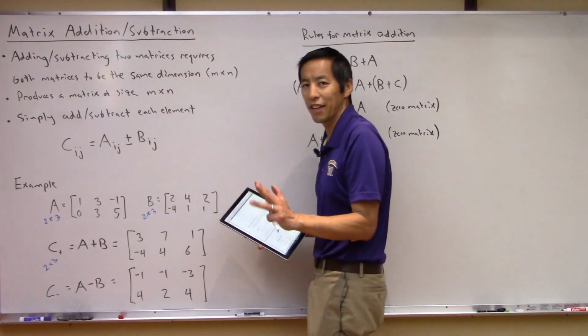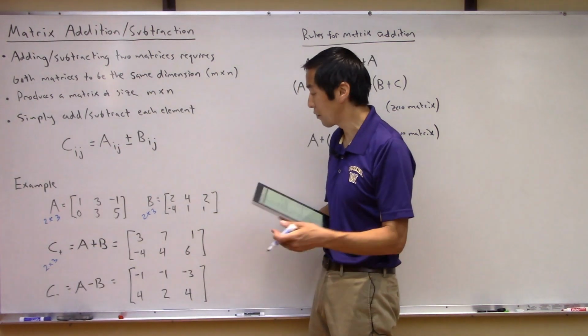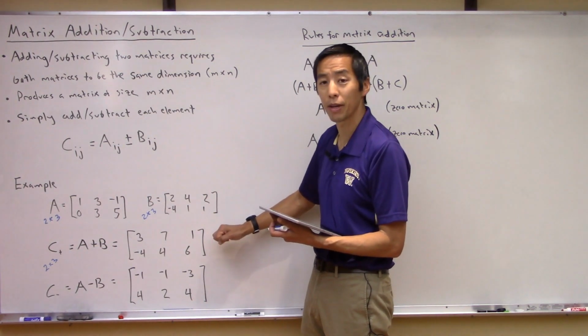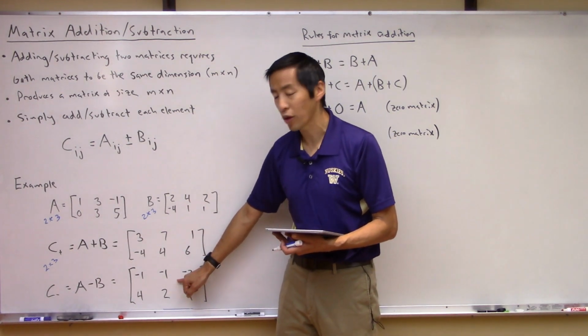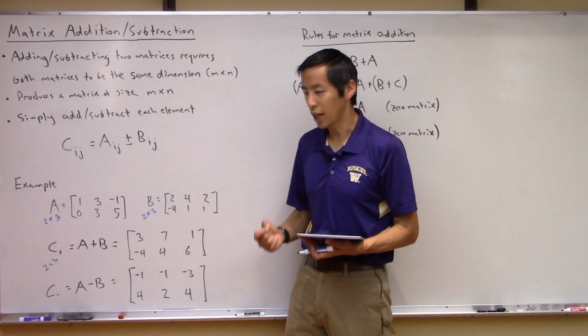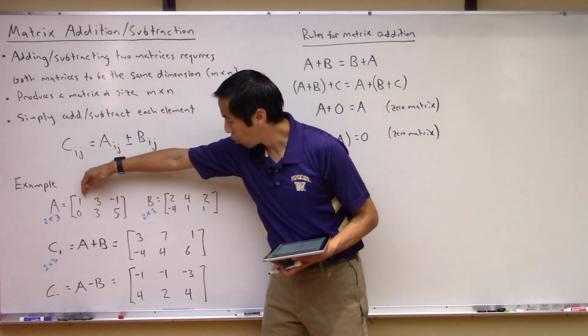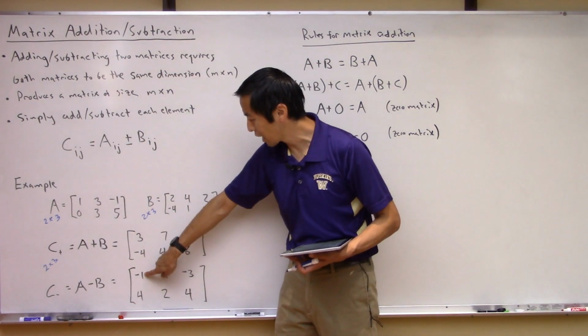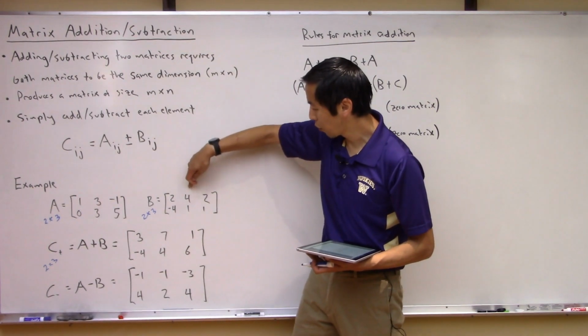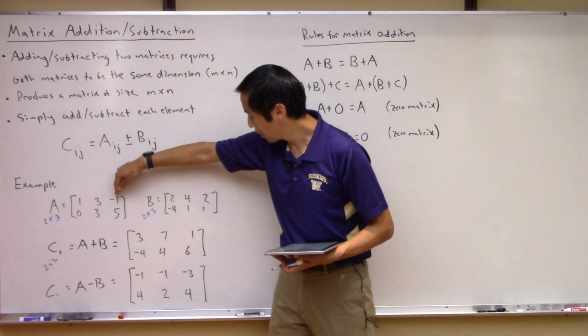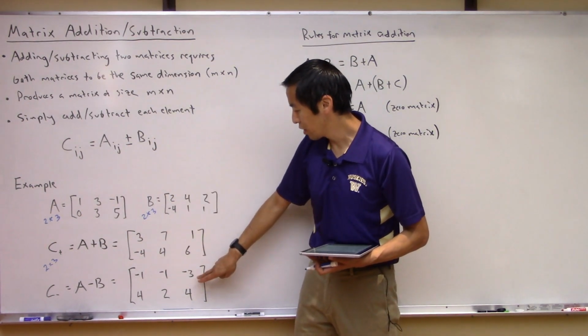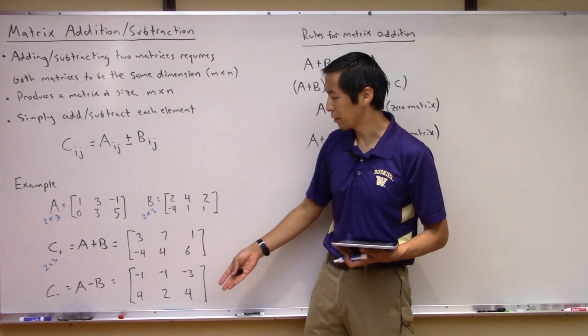And yada, yada, yada. This is really simple, so I'm not going to belabor the fact. You just add each element element-wise. And same thing for subtraction. You just subtract each element element-wise. So 1 minus 2 gets you negative 1. 3 minus 4 gets you negative 1. Negative 1 minus 2 gets you negative 3, etc., etc., etc.